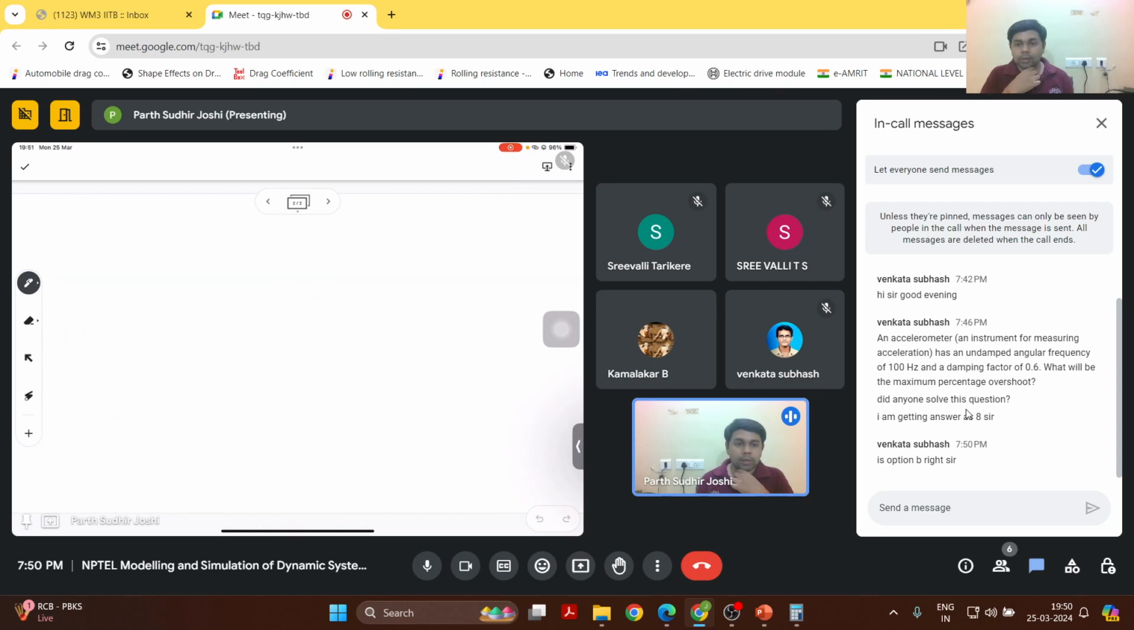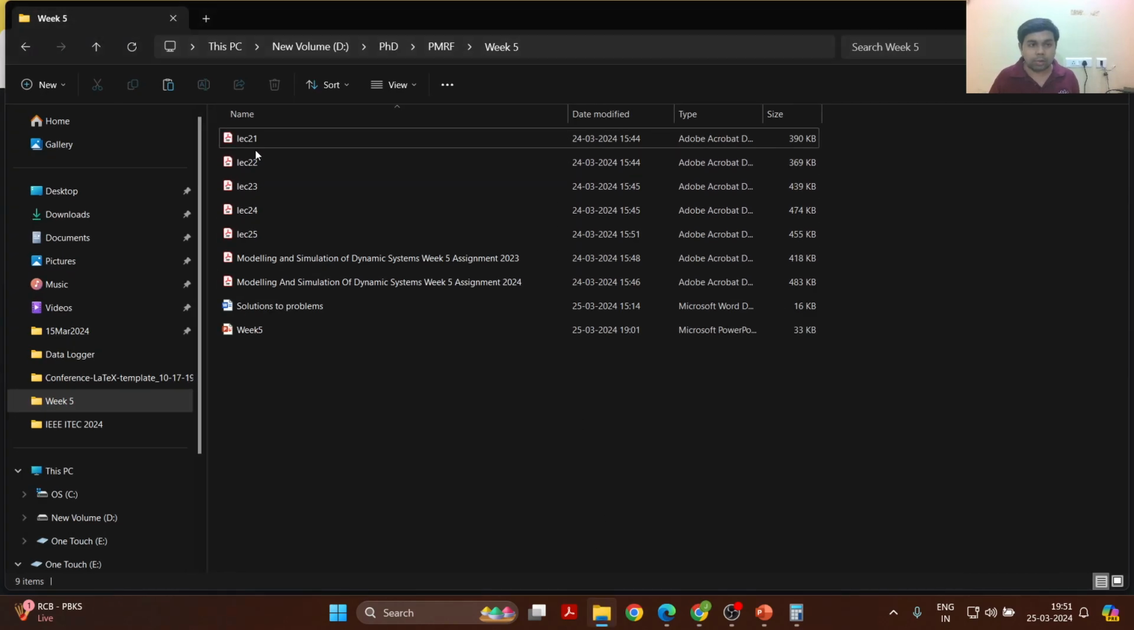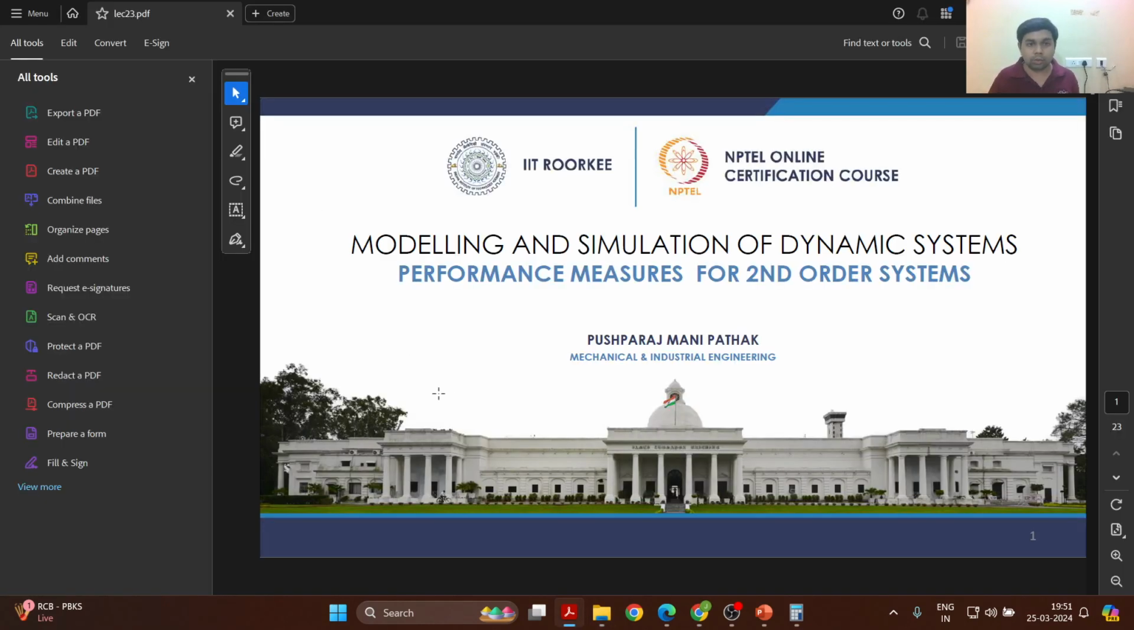You have been given that an accelerometer has an undamped angular frequency of 100 hertz. So let's say omega n is 100 hertz, and it has a damping factor of 0.6. So zeta is 0.6. What will be the maximum percentage overshoot? Okay, fine. So what is the expression for the percentage overshoot?